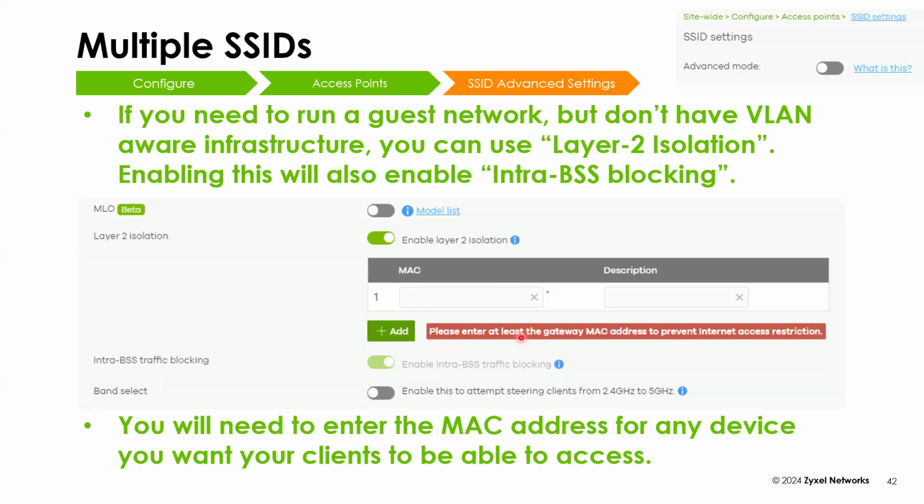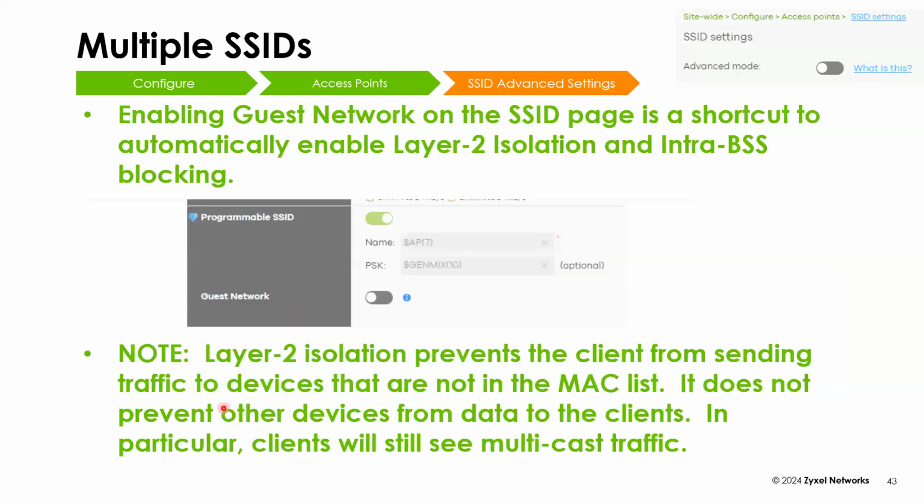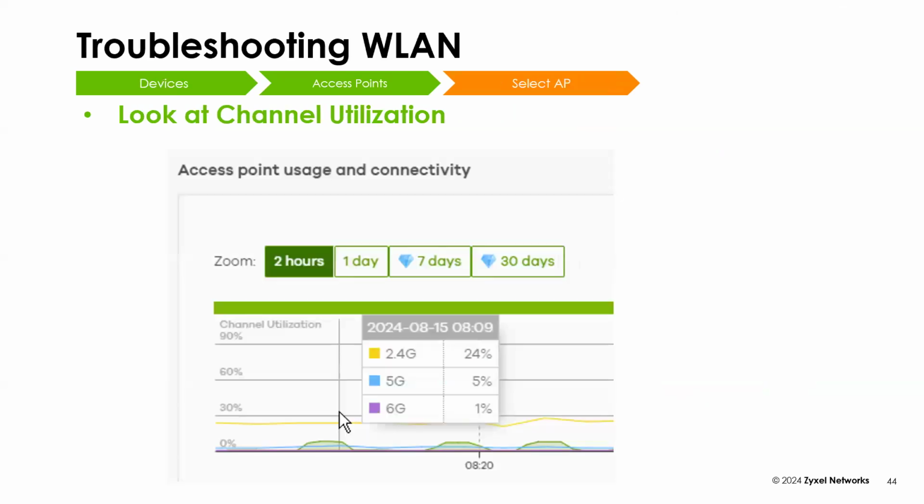Now, one trick with this is that it doesn't stop multicast traffic from coming from your network devices to the wireless users. So if they run a scanning tool, they will be able to see the IP addresses and some other information that's being sent by multicast by devices on your network. Now, they will not be able to reply to those broadcasts. They will not be able to access those devices, but they will be able to be seen using a network scanner. So that's something to keep in mind.